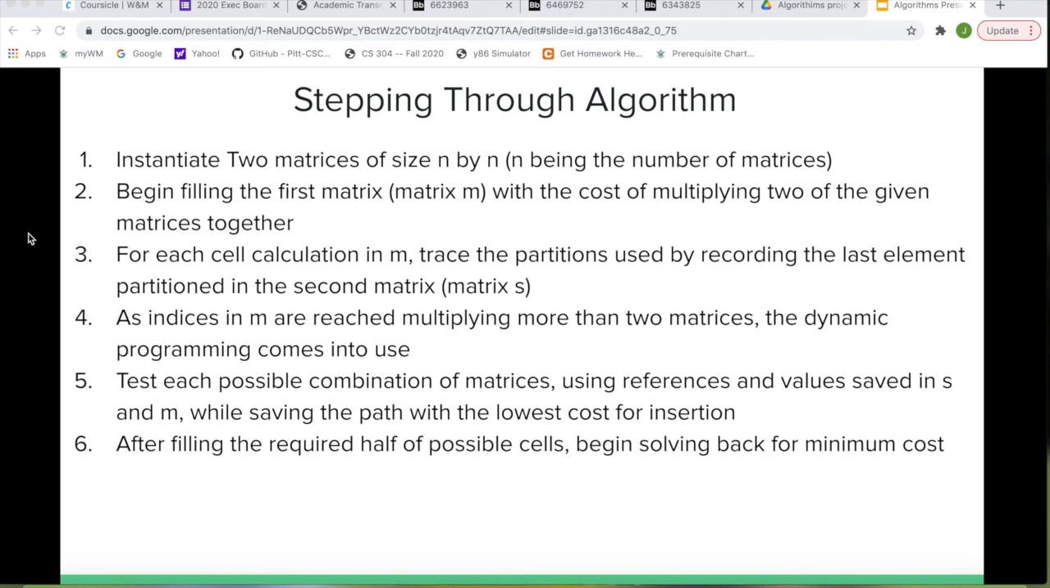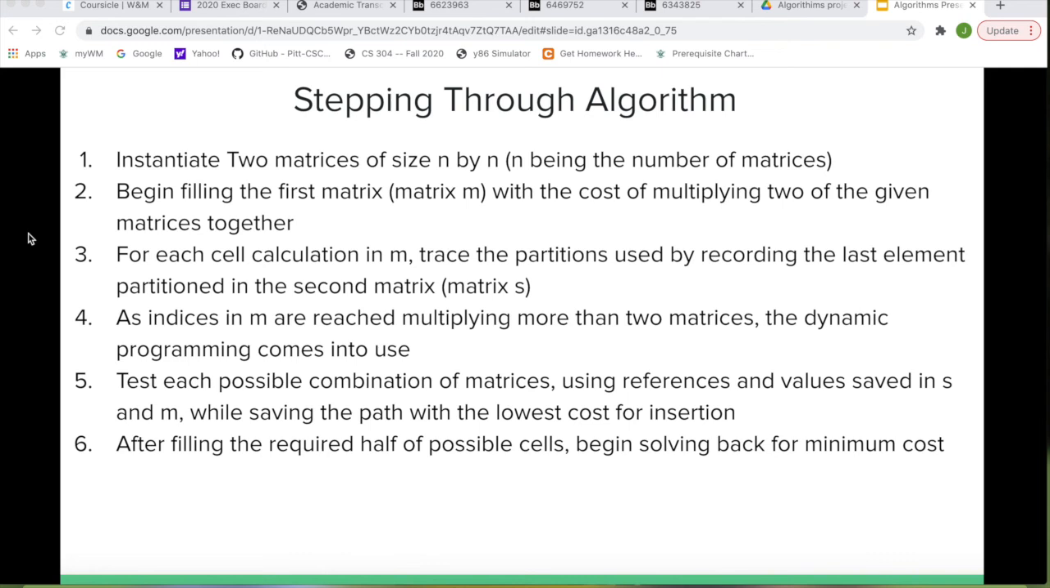As we get into a cell where we're multiplying a series of matrices, we work backwards by finding the matrix series that, multiplied all the way out, has the minimum cost, that partition being continually saved in S. So as we work into larger series and larger numbers of multiplications, we can trace backwards and use our dynamic programming, our smaller solutions, to create a larger solution.